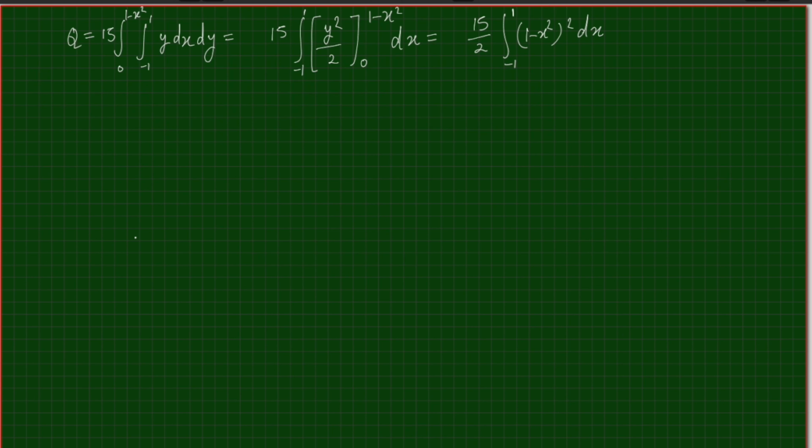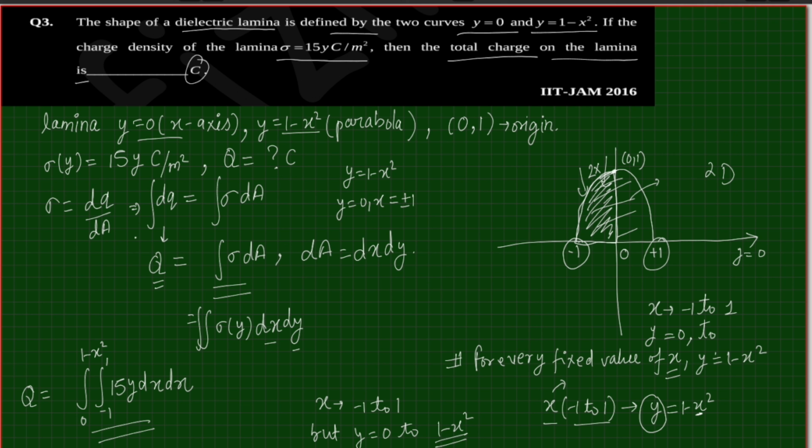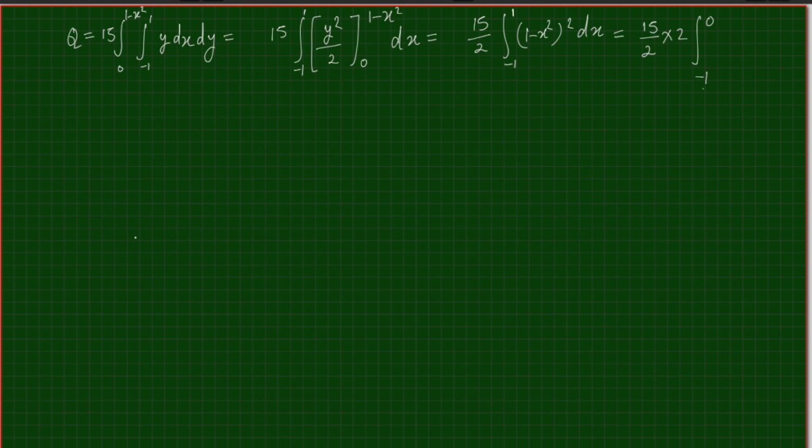So what I will do is 15 by 2 multiplied by 2, and from minus 1 to 0. Why minus 1 to 0? Because the limits of this area, the shaded one, are from minus 1 to 0, and I'm multiplying it with 2. That's why I've written here minus 1 to 0 multiplied by 2, 1 minus x square dx. So 2 will cancel out. So total charge will be equal to 15, and minus 1 to 0.